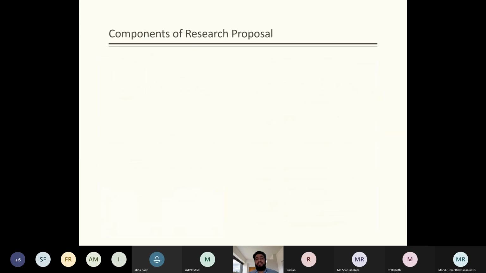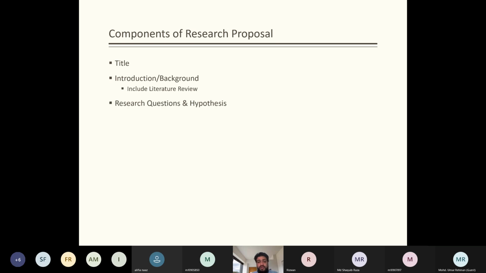So what are the components of a research proposal? Definitely we have the title, like in everything. Then we have introduction and background. Sometimes these are separate and sometimes they are together, and you write them in the same area. The introduction section also involves a literature review in some research proposals, while in others you have to write a separate literature review in a separate section.